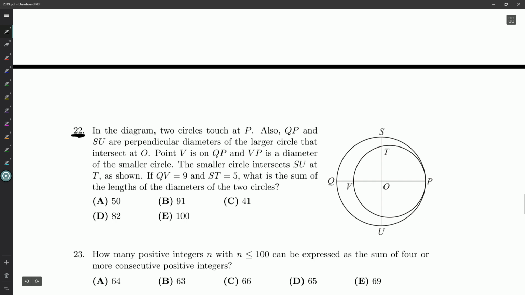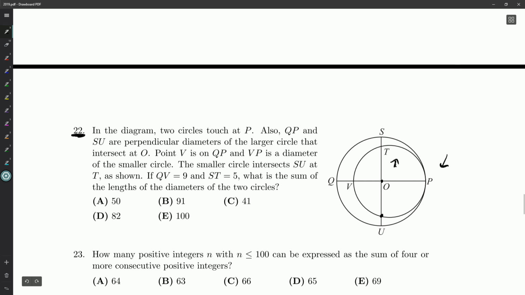In this video, we are taking a look at question number 22 from our 2019 Fermat paper. In the diagram, two circles touch at P. Also, QP and SU are perpendicular diameters of the larger circle, and they intersect at O. Point V is on QP, and VP is a diameter of the small circle. The small circle intersects SU at T, as shown.